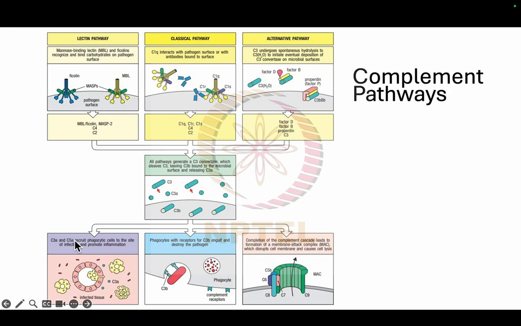Then C3a and C5a recruit phagocytic cells to the site of infection and promote inflammation. Then phagocytes with receptors for C3b engulf. C3b remains attached to the microbe, and there are cells which have receptors for C3b. They engulf those pathogens associated with C3b and then degrade or destroy the pathogen. Completion of the complement cascade leads to formation of the membrane attack complex or MAC, which disrupts the cell membrane and causes cell lysis. This is the final event.